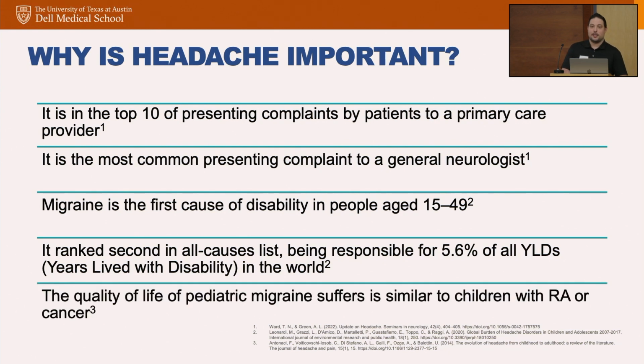And the quality of life of pediatric migraine sufferers is similar to children with rheumatoid arthritis and cancer. Due to that, these children end up missing school, they miss social activities, they miss extracurricular activities. And it can also be tough on the parents. They may have to miss school, or they may have to miss work because they're at home taking care of their loved ones.